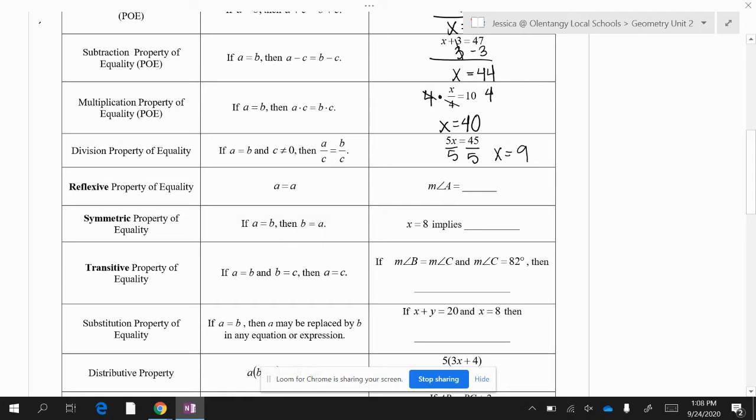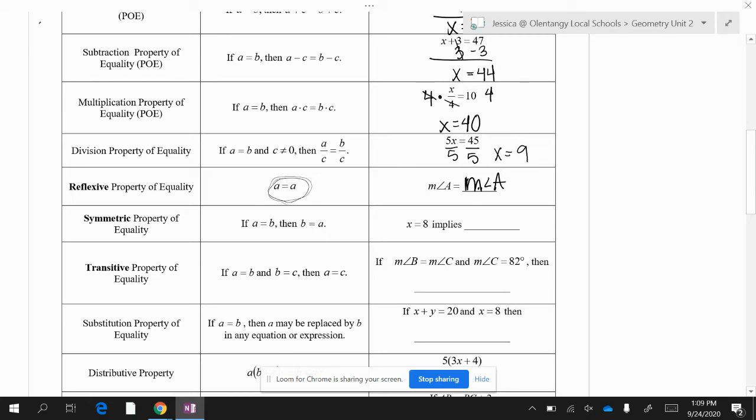The reflexive property of equality, you're not used to using this one, but we will have to use it quite a bit when going through proofs. I think of the reflexive property as if you were looking in the mirror at your reflection. You see yourself, so you see the same exact thing on the other side. That's the same thing here. So A is looking in the mirror at itself. So A equals A. So then here, measure of angle A would equal itself, or measure of angle A.